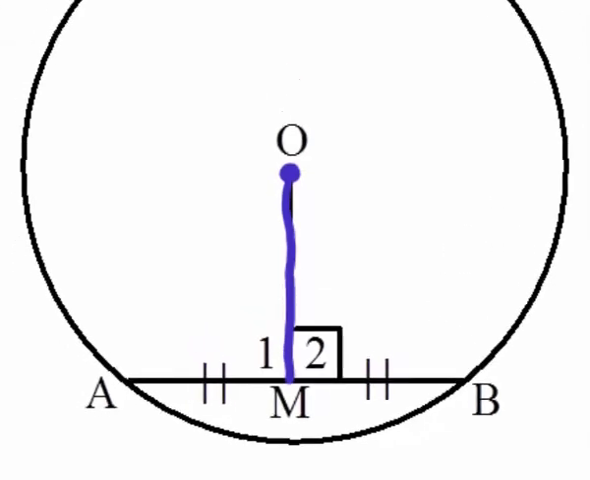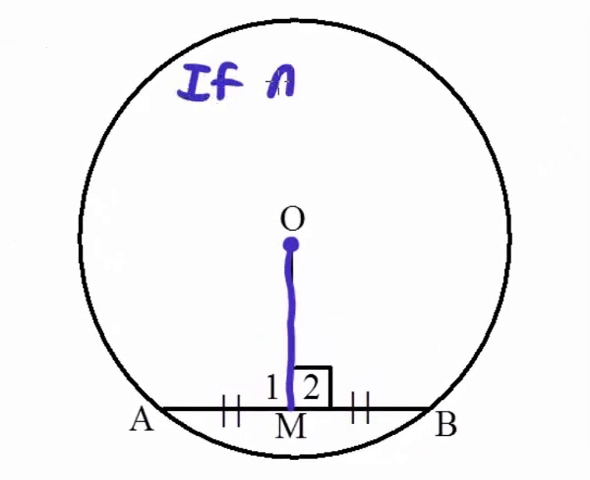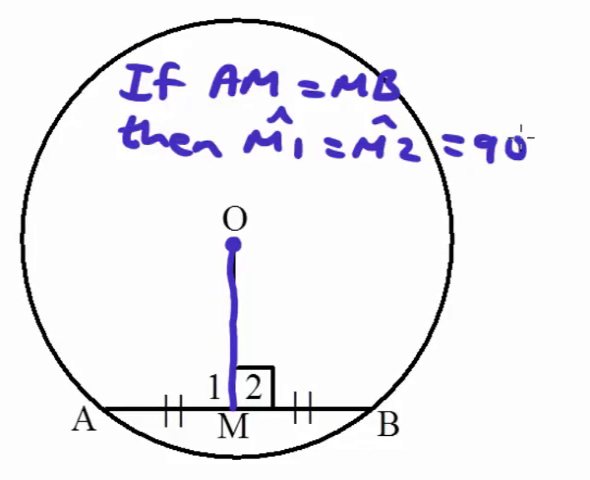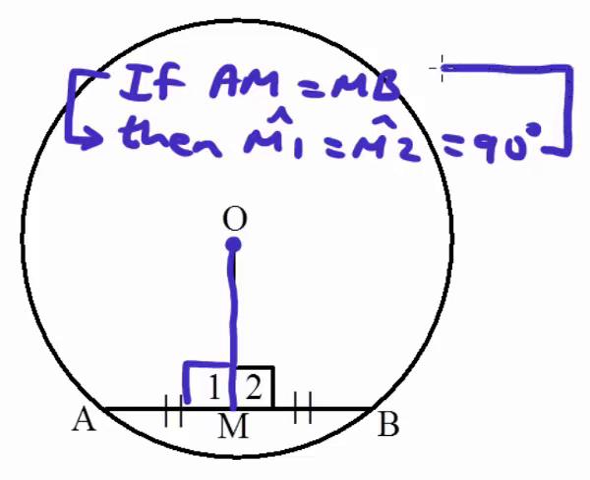Now the trick is if AM is equal to MB, then immediately you know that those two angles, M1 and M2, would be 90 degrees. So going this way says if AM is equal to MB, then these two angles are 90 degrees. If you go the other way, if M1 and M2 are 90, we get what we call a converse theorem, which says if those are 90, then AM is equal to MB. So that was theorem 1.